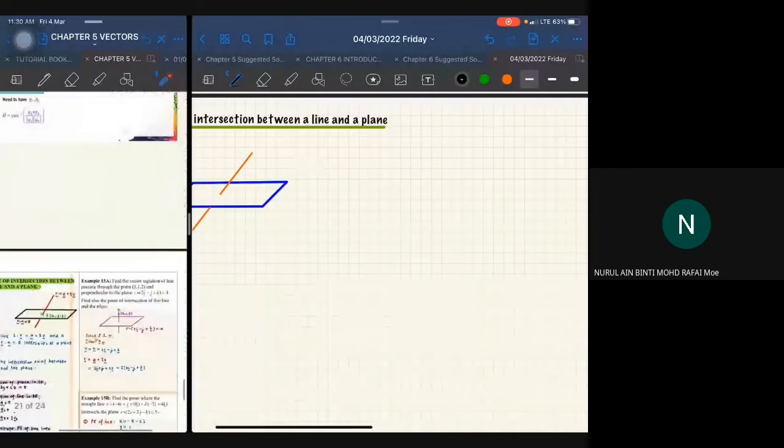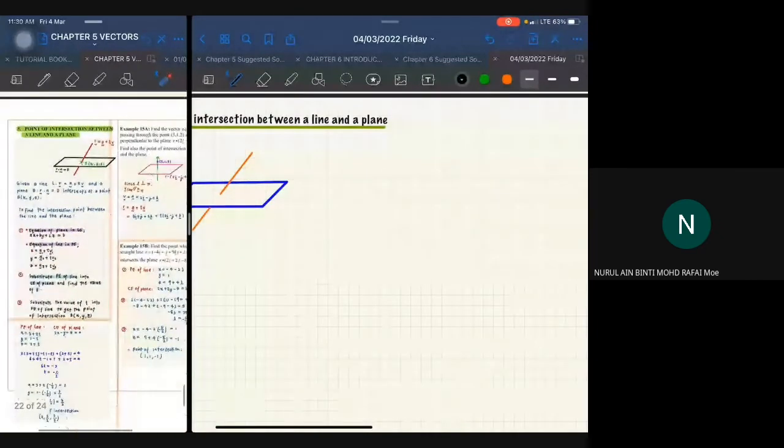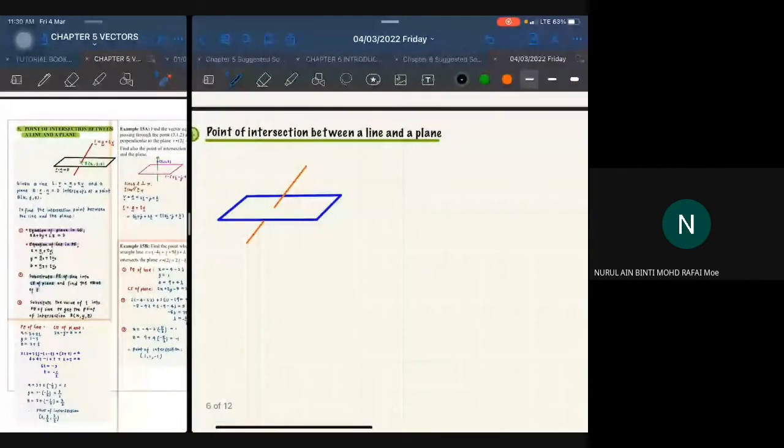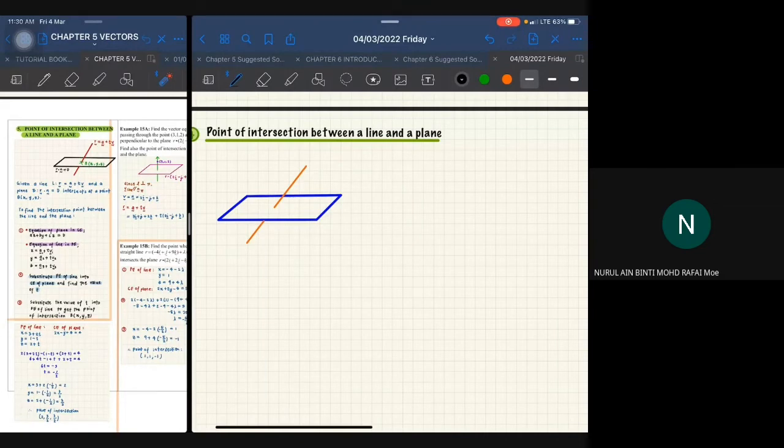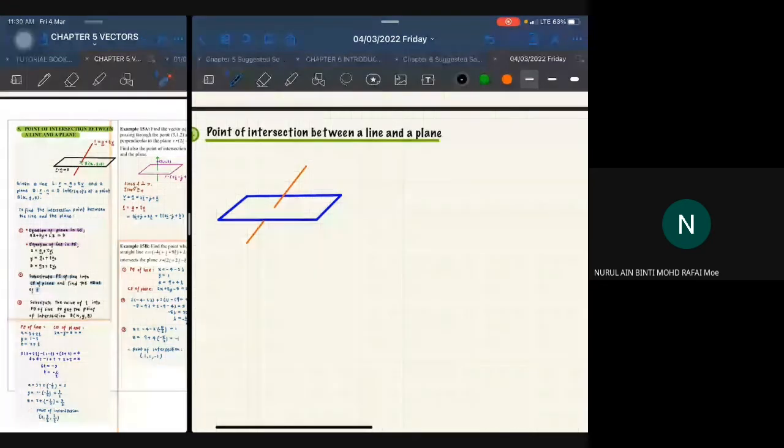Okay, so number 5. Alright, so you have one plane and then you have one line, and they intersect with each other. So in the previous application, you found the angle. But in this application right now, you must find their point of intersection. One more task, right? Okay, so there is a way to find the point of intersection between a plane and a line.